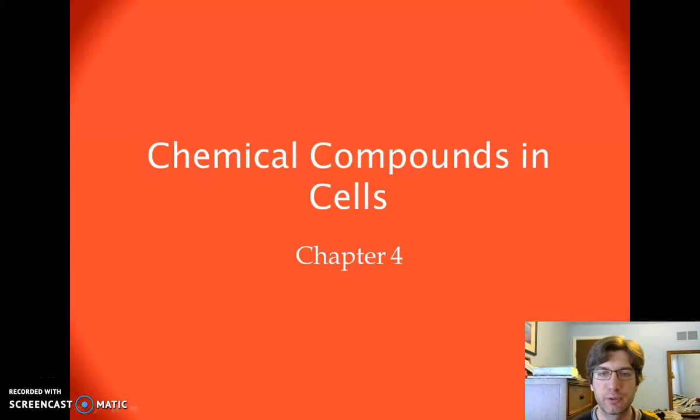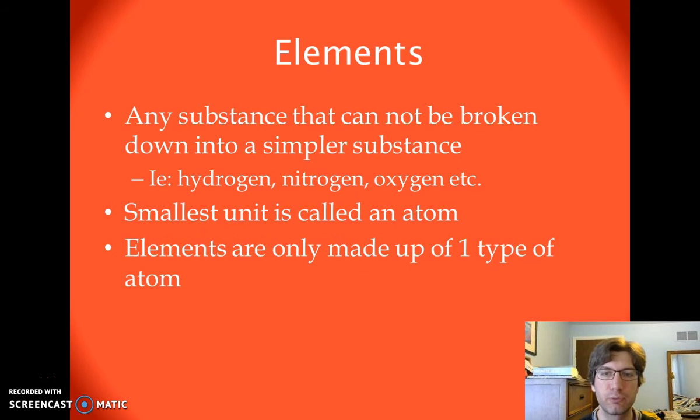All right, the last section we're going to look at in Chapter 4 should be a review. It might go a little more in depth on some things that we've already covered in class, though. And these are the chemical components or compounds in cells. So first thing we need to know is what a compound is.